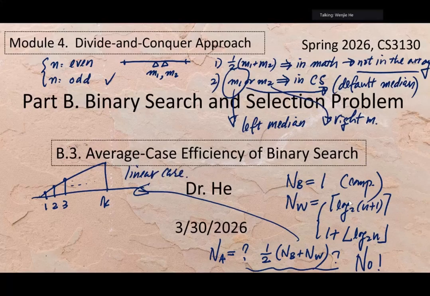So for our binary search, if you look at the curve, it's a curve like that. 1, 2, 3, increasing much faster than that linear function. Then we cannot use the formula. So we need to do more work to calculate the average case efficiency. All right. Next. Now let's do the work.